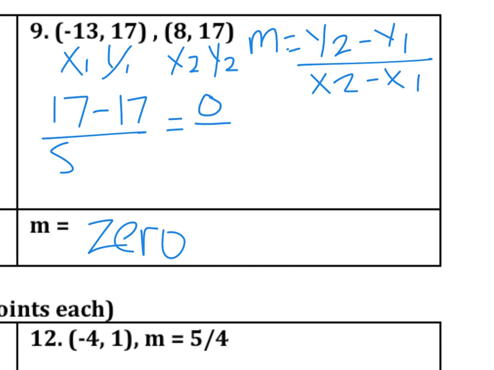If you wanted to prove that to yourself, you could say 8 minus negative 13. Keep flip change, turns that to a 21, and 0 divided by 21 will be 0, so therefore you have a 0 slope.